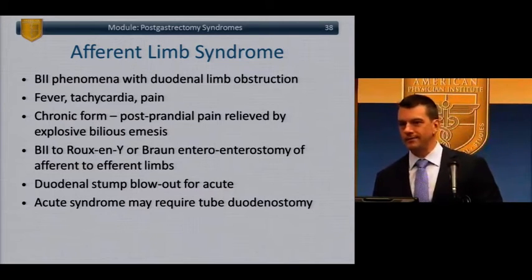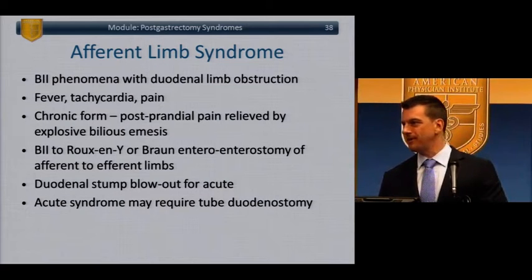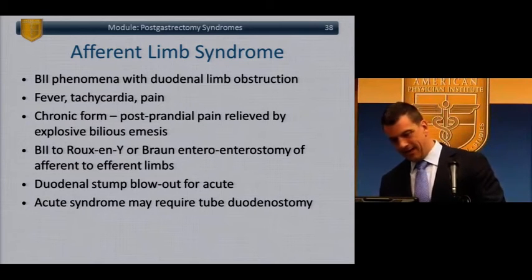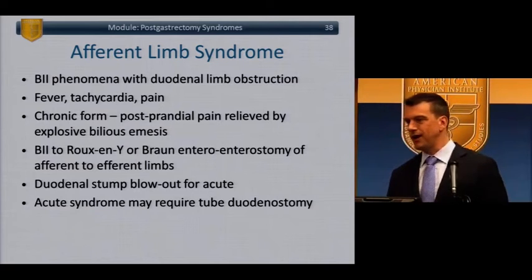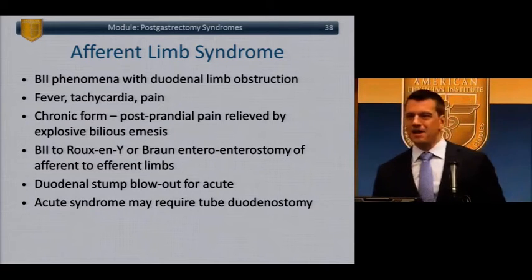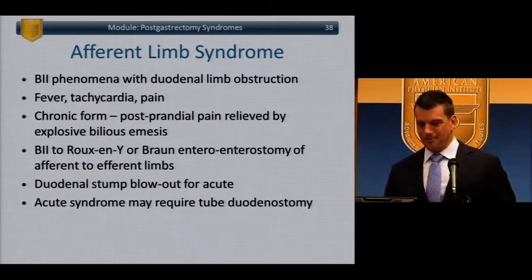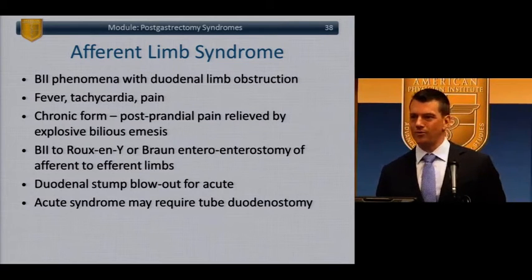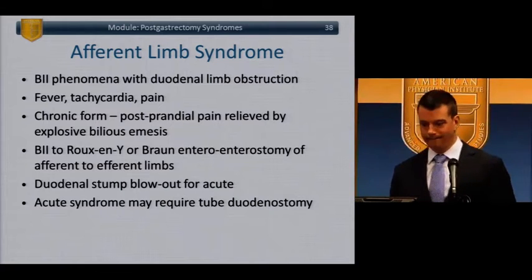This is not good to happen in the immediate postoperative period. If that duodenum stretches before your staple line is healed, you can have a blowout of your suture line, which can be catastrophic. The acute syndrome may require a tube duodenostomy. Again, not the best place to put a tube, and I think this is still what the textbooks say, but putting extra holes in the duodenum when the duodenum's not doing well is often ill-advised. Try to get away with drains from remote, and we have long enough tubes to get there in another way.